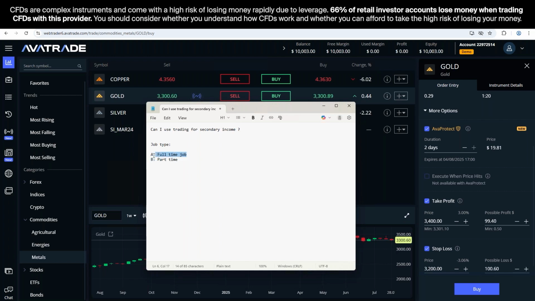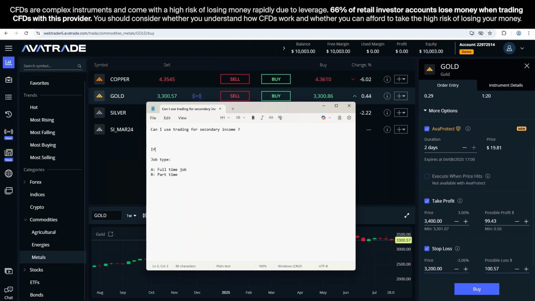So obviously, if I have a full-time job and I work every day, how can I still trade? Because I need to work and I also want to trade. So I can make a plan that goes along with my lifestyle. That depends on my job time frame, right?